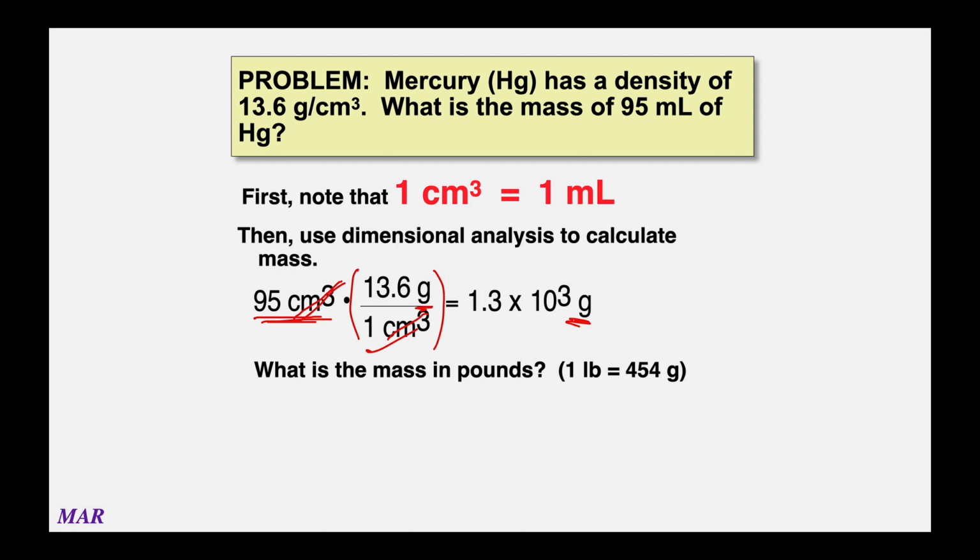Now, the second part, we need to try to figure out the mass in pounds, and you're going to need a conversion factor for that. Now, if you happen to know the conversion factor, cool. If you don't, it's about 454 grams per 1 pound.